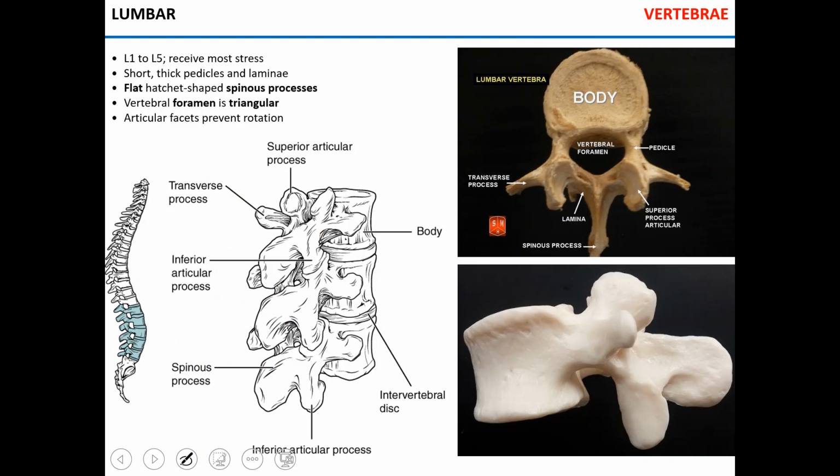Finally, lumbar vertebrae receive the most of the stress. You can see the body of the lumbar vertebrae is pretty large. Vertebral foramen is closer to triangular, flat spinous process shaped like a hatchet. Articular facets, on the other hand, block the rotation, because the last thing you want to do is to rotate your spine in your lumbar region. We always call this side view of the lumbar vertebrae a moose head.